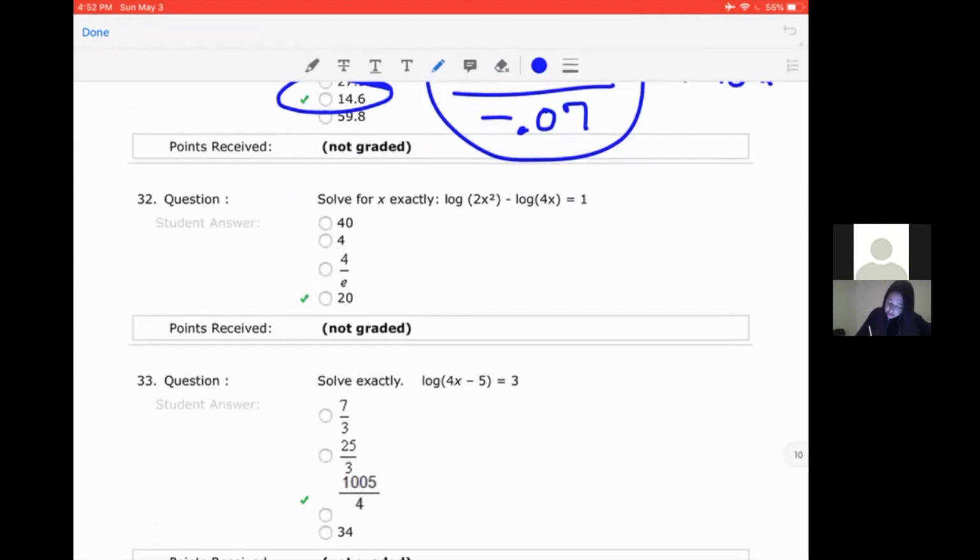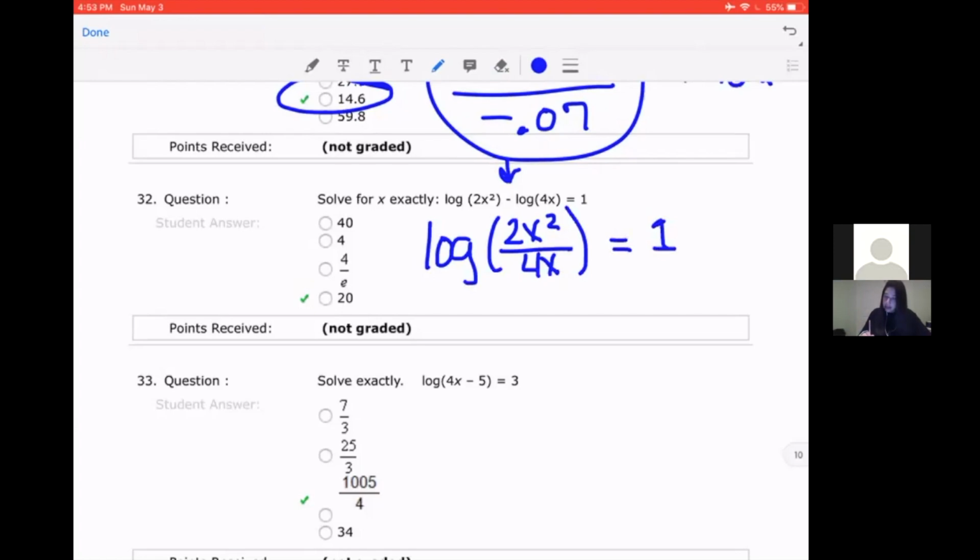Okay, so if you are subtracting logs, you can be dividing. All right, so I'm going to combine these into 1. Log of 2x squared over 4x equals 1, okay? And so now you could rewrite this if you wanted to. Honestly, the algebra is going to be a little bit longer.